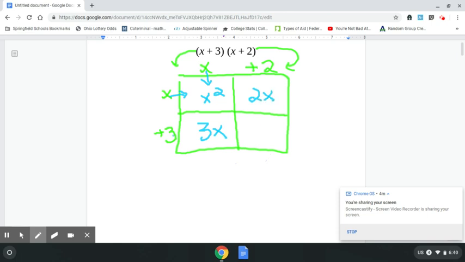And I know 3 times 2 is 6. So now you take these terms out of the boxes and you write them as the official answer. I usually start with the top left-hand corner. Most of the time you'll start with the top left-hand corner.